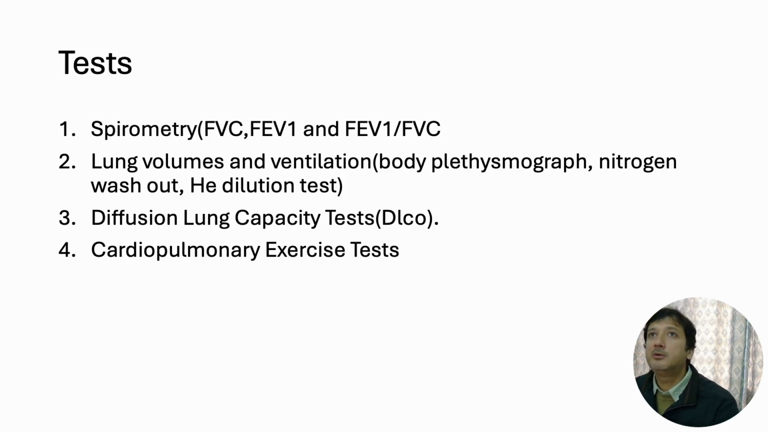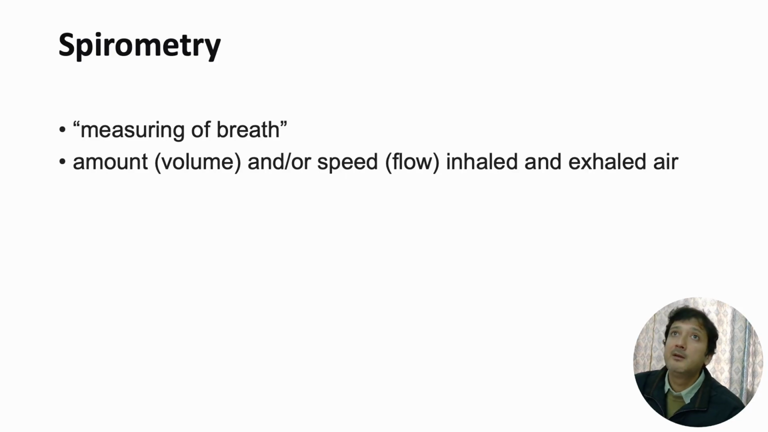Pulmonary function test normally starts with the spirometry, where we see FVC, FEV1, FEV1 by FVC. We can also see the lung volumes and ventilation. For that, we use body plethysmography or nitrogen washout or helium dilution test. Or we can also use diffusion lung capacity test, diffusion capacity of the lung for carbon monoxide, and we also can use cardiopulmonary exercise test. Today we will be mainly focusing on the spirometry, which is usually readily available in our hospital.